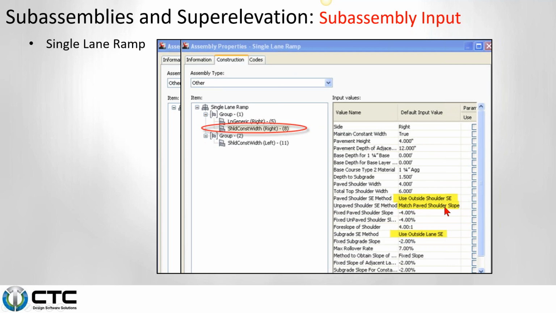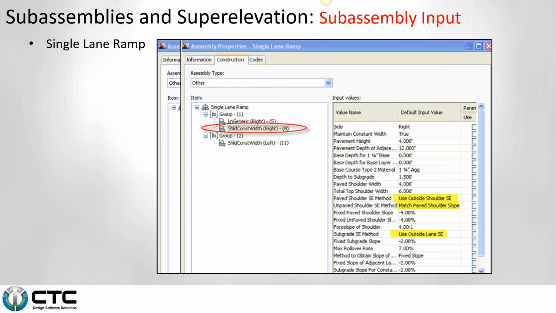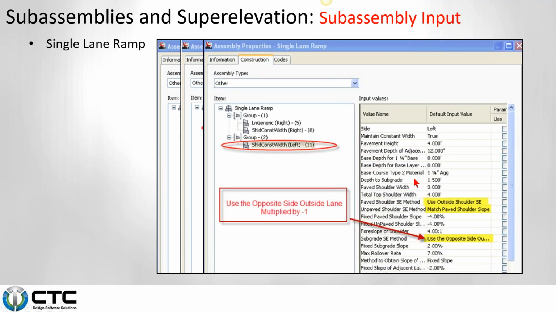Unpaved shoulder, match paved shoulder slope. And then the subgrade method, use outside lane. Those are the 5 things that you need to switch or adjust when you're dealing with a single lane ramp to build things properly. And then the last one is just for the other side of the shoulder. We're going to adjust the same 3, but it's use outside shoulder, match paved shoulder, and then use the opposite side lane in there. So that's how typical assembly will be set up to build a single lane ramp or loop.